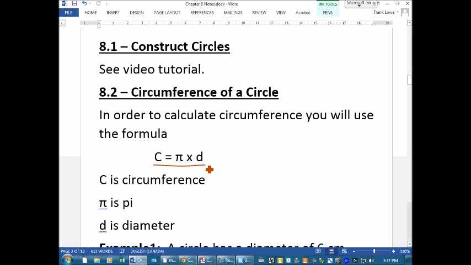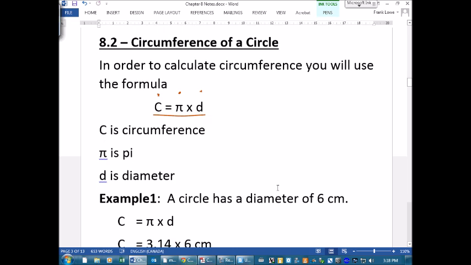Remember, C equals circumference. So in order to calculate circumference, that will equal pi times diameter. It's a very simple formula. All you need is pi and diameter, and you already know what pi is, right? Pi is 3.14. Here I've just delineated what everything is. Uppercase C is the circumference, the little pi symbol is pi, and lowercase d is diameter.